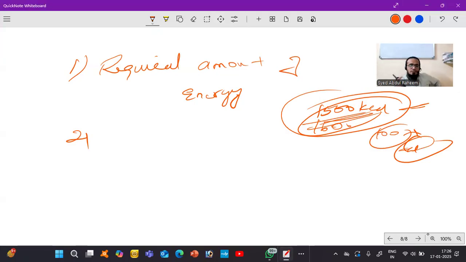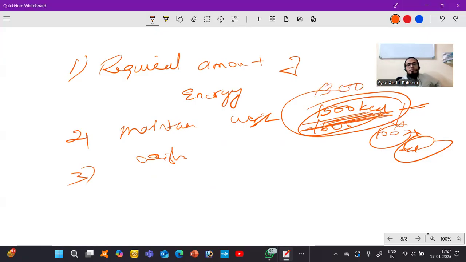Okay, so you have a fixed idea. What you will do with that is maintain your weight. If you want to lose weight, this is the best thing. Suppose the required amount is 1500 calories, but your weight is more than that. So you will reduce the amount of calories and take 1300 from your diet. So weight loss is very good from this BMR.